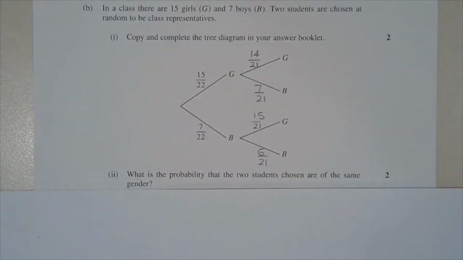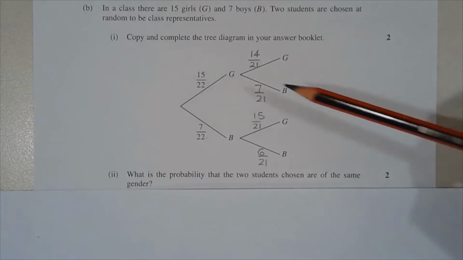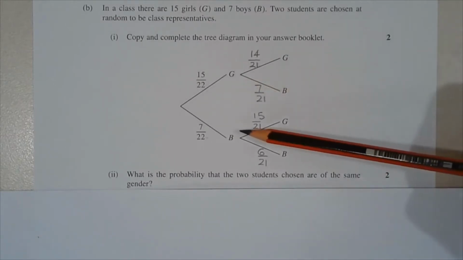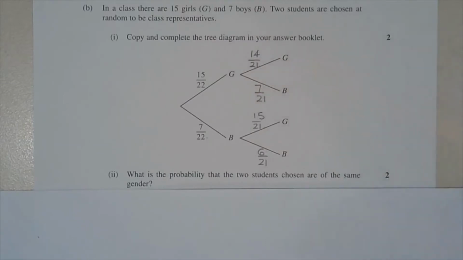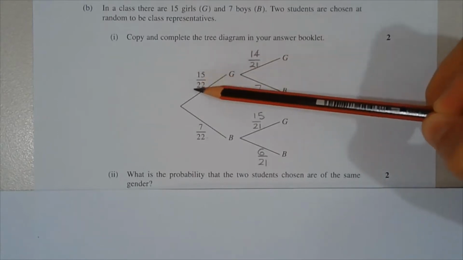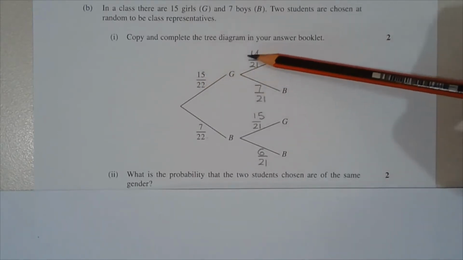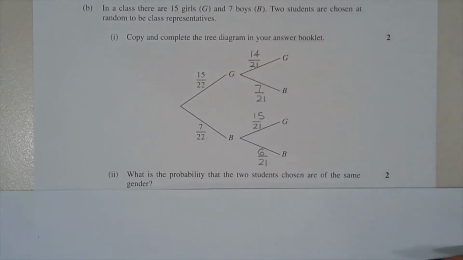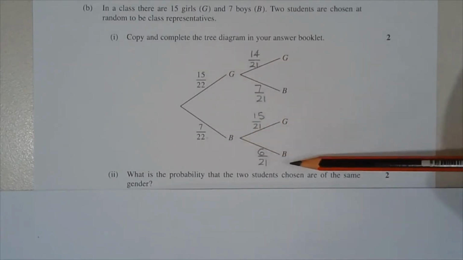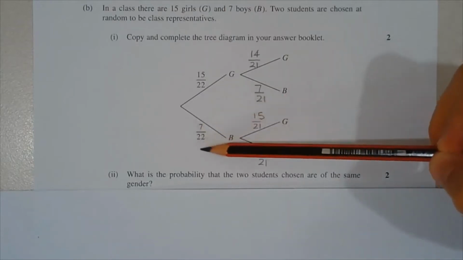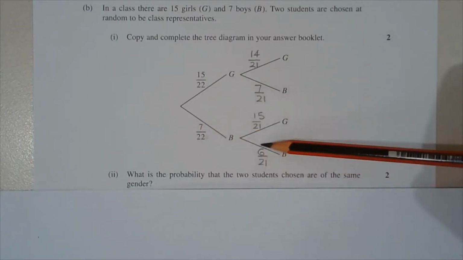Part 2. What is the probability that the 2 students chosen are of the same gender? Now the outcomes we're interested in are GG or BB. So to get the probability of GG, so 2 girls chosen, we take the probability from the first stage and multiply it by the probability of the second stage. And likewise for outcome BB, so choosing 2 boys, the probability of that occurring is 7 over 22 multiplied by 6 over 21.